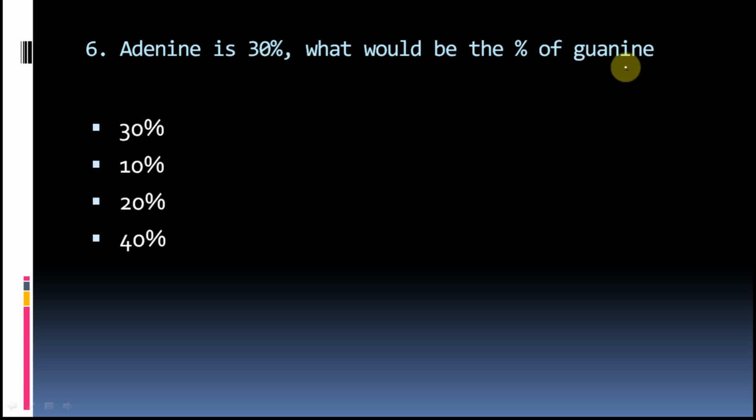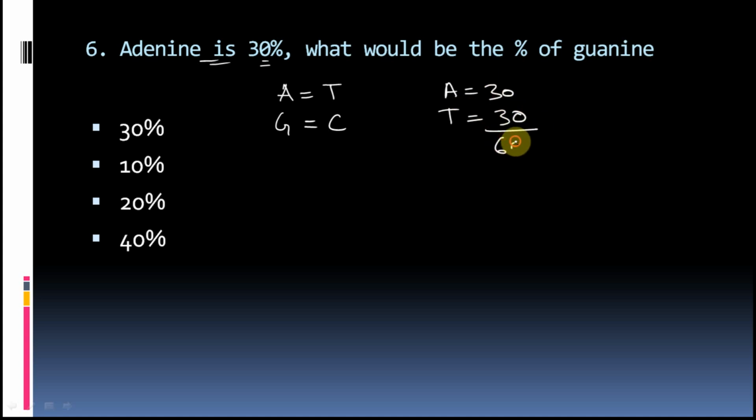Question number 6 is, adenine is 30%. What would be the percentage of guanine? If you know Chargaff's rule, it says that adenine is equal to thymine and the amount of guanine is always equal to cytosine. Here adenine is 30%, so thymine is also 30%. So the total adenine and thymine will be 60%, right? And the rest will obviously be guanine and cytosine out of 100. So guanine and cytosine should be 40%, right?